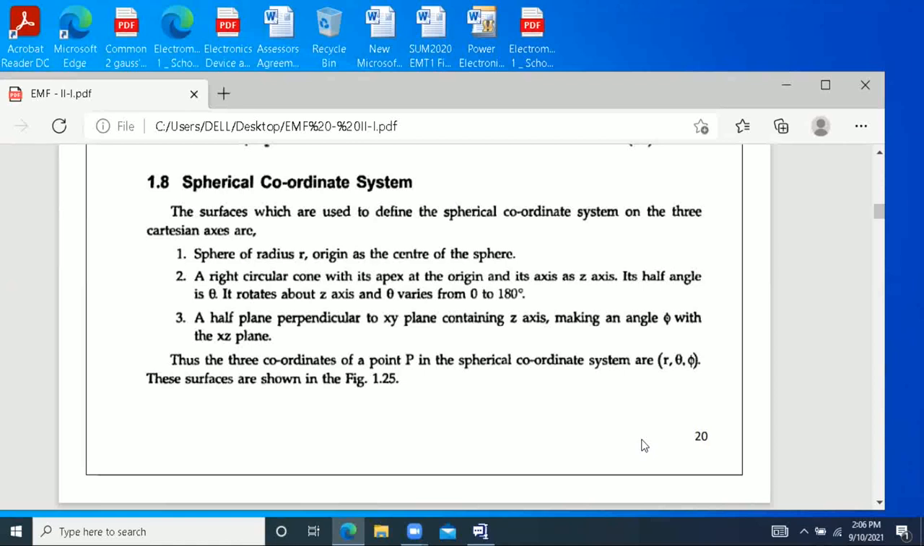We're going to define surfaces. That means we're going to define location, surfaces, and volume. So here, digest this.